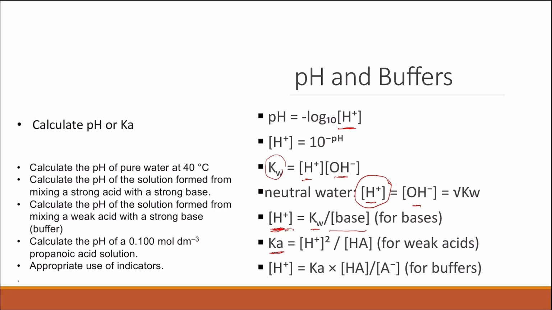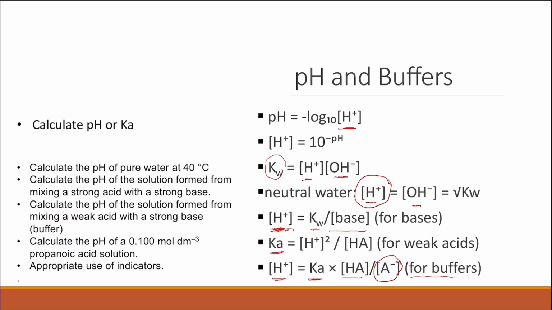And finally, for buffers, the buffer will be a mix of a weak acid with one of its salts, or it could be a weak acid with some base. So here the hydrogen ion concentration will equal the Ka, again, the dissociation constant for the acid, times the concentration of the weak acid divided by the concentration of the anion, which is going to be the concentration of the salt if we add a salt, or it's going to be the concentration of a base if we add the base, because the base concentration will equal the concentration of the anion in this case.